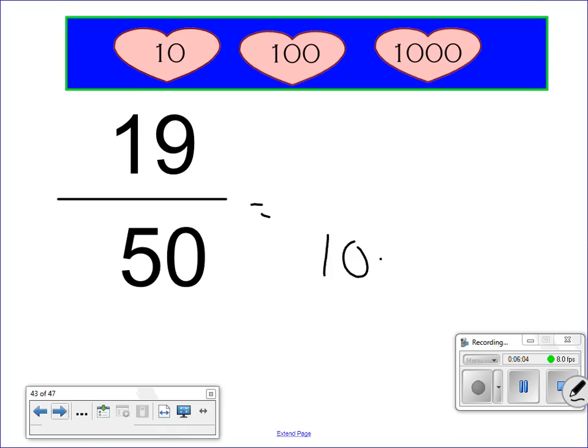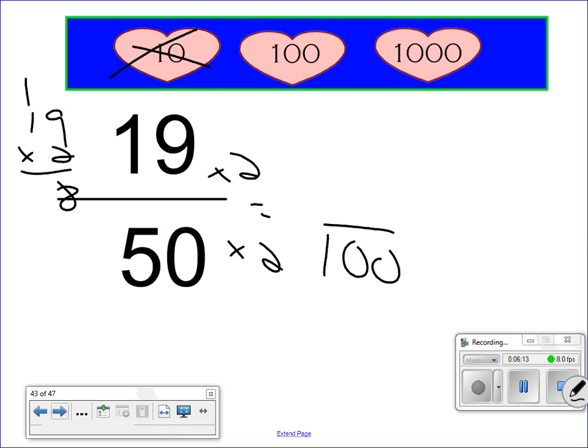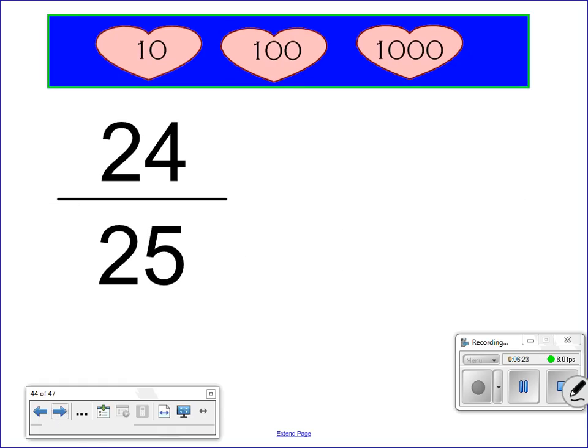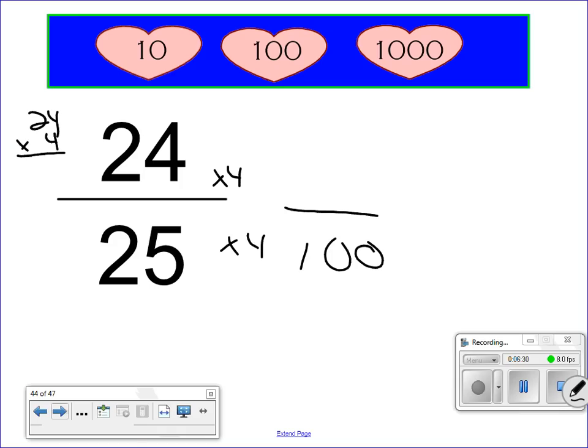To 100. Do you see why I'm jumping to 100 already? I know 50 is greater than 10. Times 2 times 2, 19 times 2 gives me 38. 0.38. 200 times 4 times 4. Now I'm getting kind of messy. 24 times 4 is 96. 0.96.